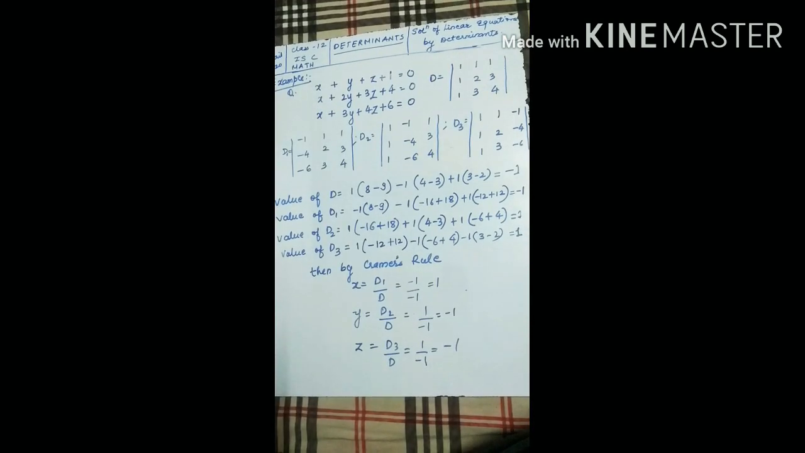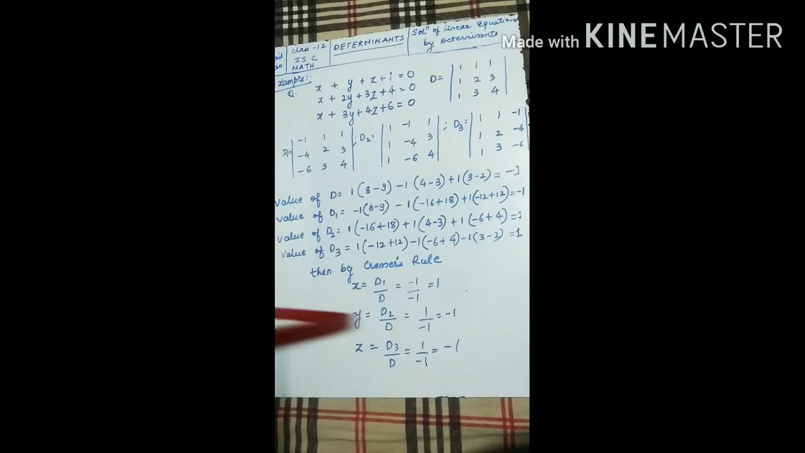Time to take an example and understand the concept more precisely. So I have taken an example here. As you can see, x plus y plus z plus 1 equal to 0, x plus 2y plus 3z plus 4 equal to 0, and x plus 3y plus 4z plus 6 equal to 0. Some of you may be thinking that it is a homogeneous condition, but no, this is not a homogeneous condition. Why? Because here we have the constant value with us.